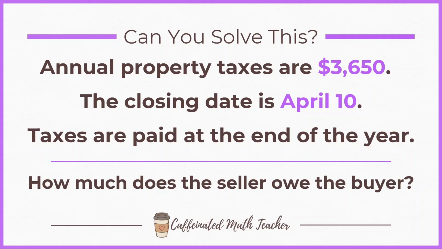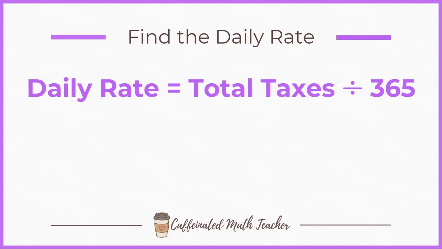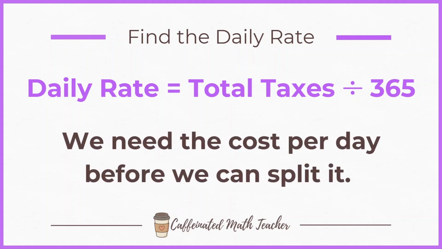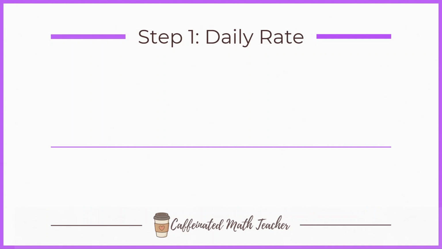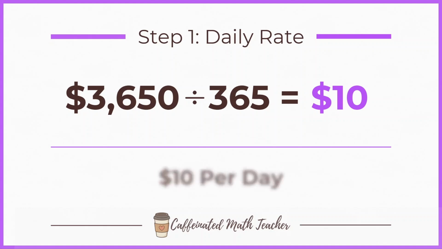All right, let's break it down together. With proration questions, you're usually dividing something over time, in this case, property taxes. So the first thing we need is a daily rate, or how much the taxes cost per day. We find that by taking the total taxes and dividing by 365 days, since there are 365 days in a year. So we take $3,650 and divide by 365 days. That gives us $10, which means the property taxes cost $10 per day.